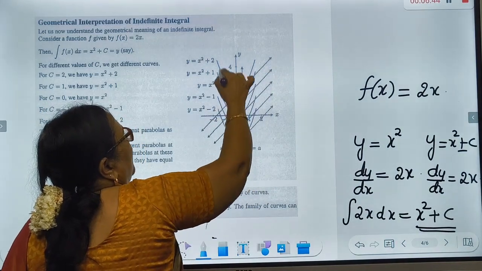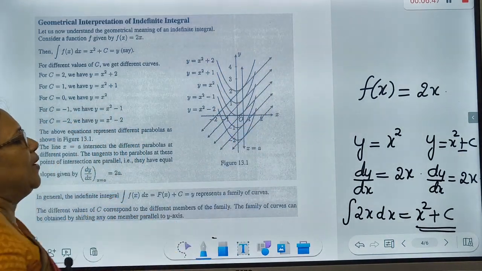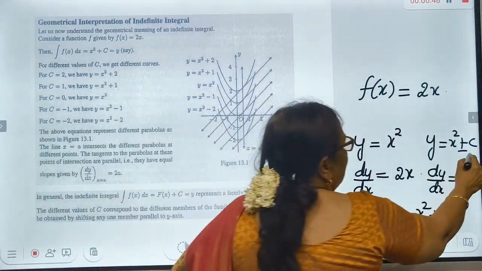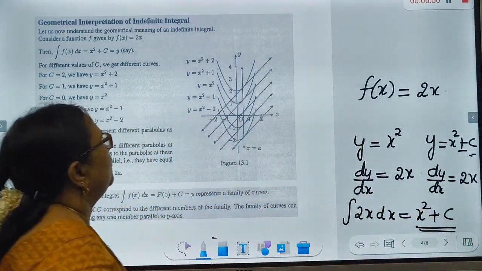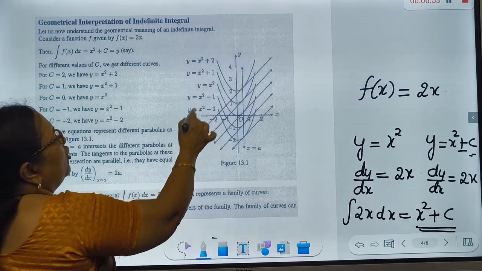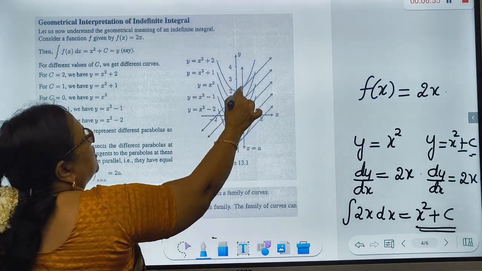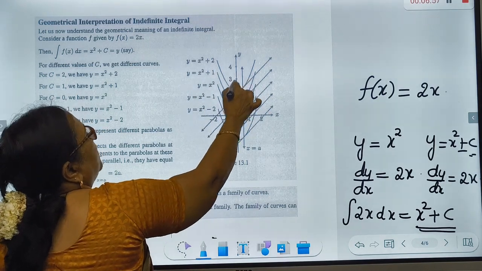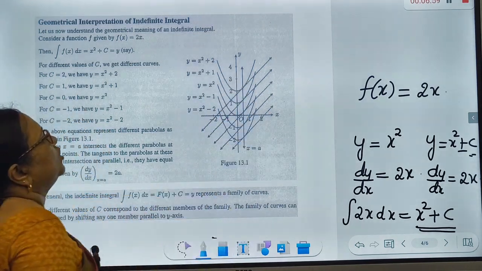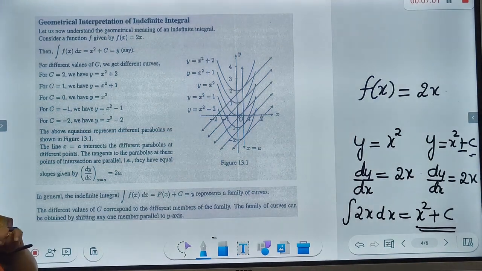As you vary c, you get a family of curves. Here the following curves are sketched: y equal to x square, y equal to x square plus 1, y equal to x square plus 2, where c varies from 0 to 2.